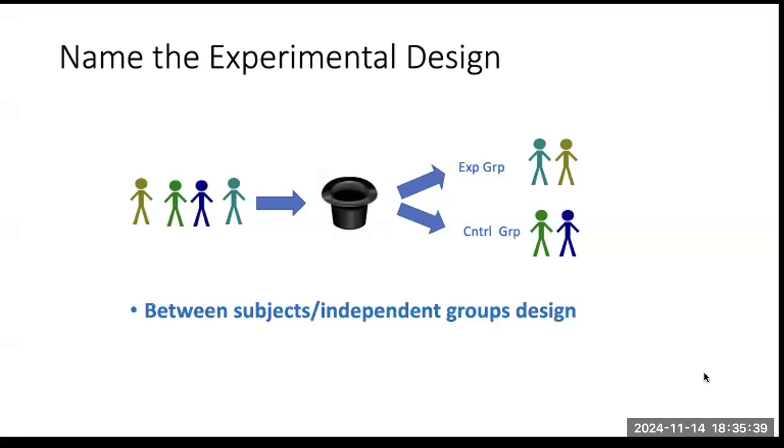That would be a between subjects, right? You have your group, you're only measuring them once, there's random assignment, and they're in different conditions. Any questions about these? Okay.